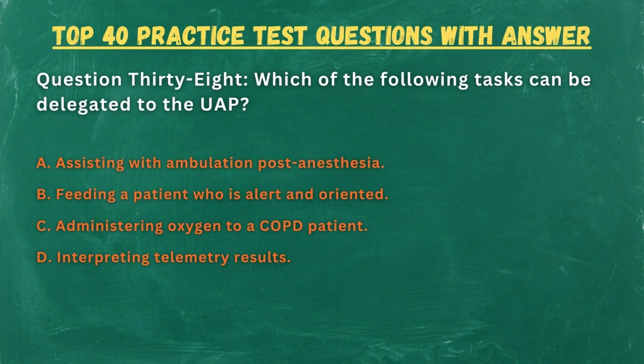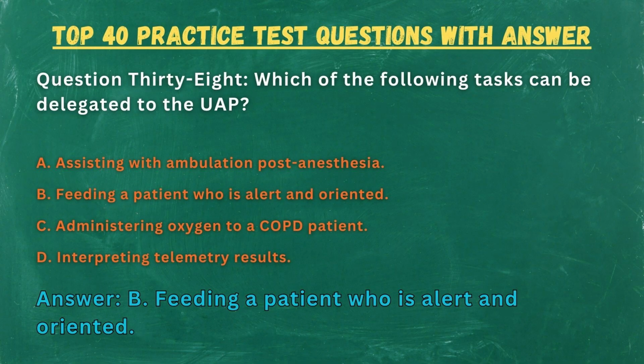Question 38. Which of the following tasks can be delegated to the UAP? A. Assisting with ambulation post-anesthesia. B. Feeding a patient who is alert and oriented. C. Administering oxygen to a COPD patient. D. Interpreting telemetry results. Answer: B. Feeding a patient who is alert and oriented.